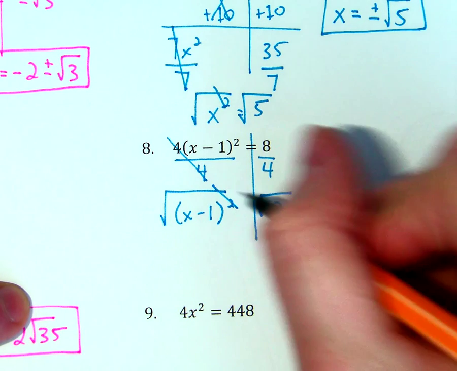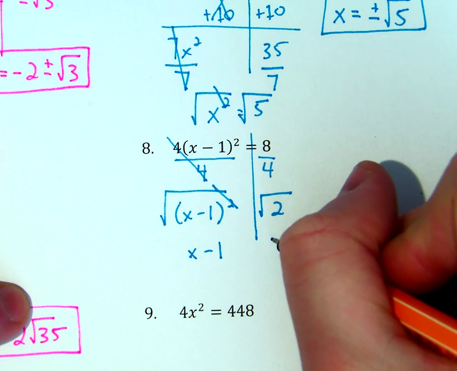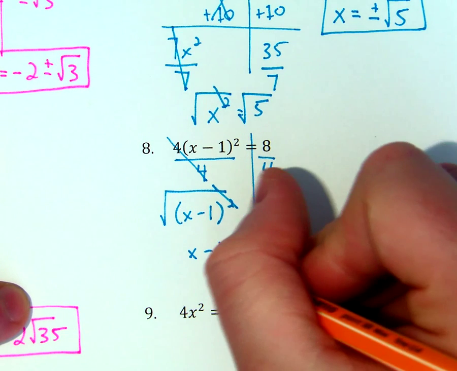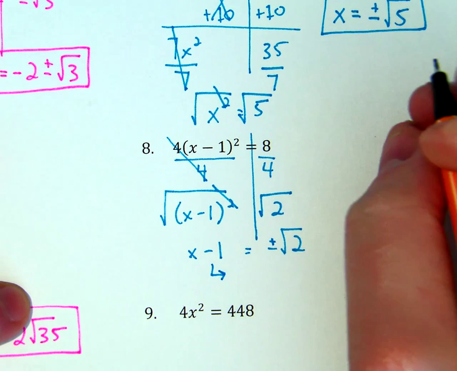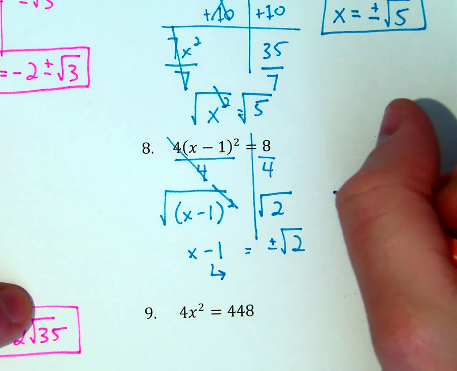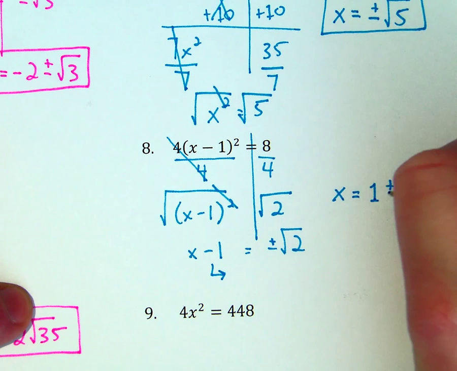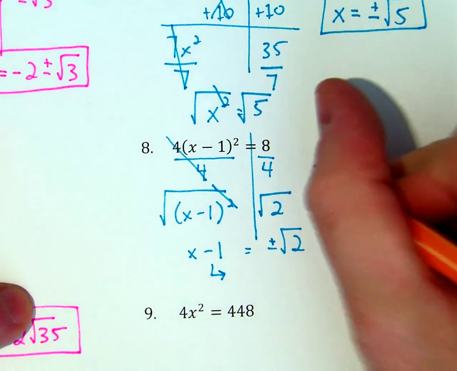We're going to undo the squared with a square root and find that x minus 1 equals plus or minus the square root of 2. Lastly, when we move the minus 1 to the other side of the equal sign, it will become a positive 1, and we'll come up with a final answer of x equals 1 plus or minus the square root of 2.